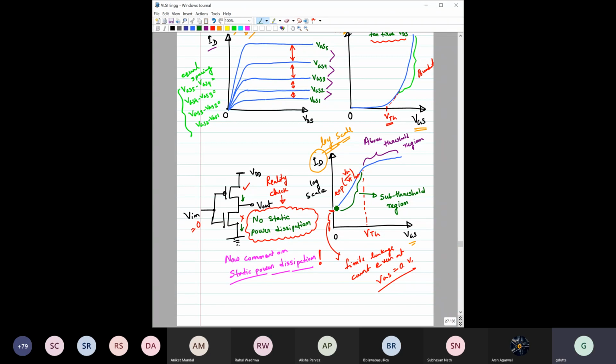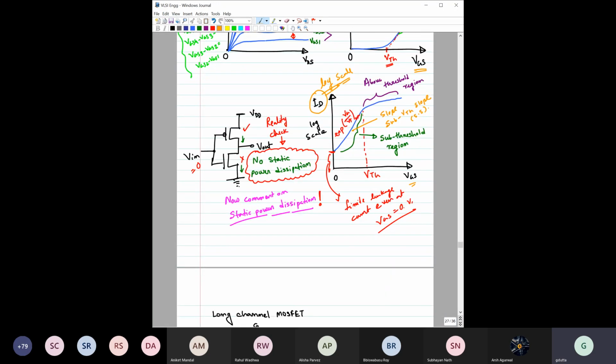Now there are a couple of things that you should also know. This particular region is called the subthreshold region, and it has a particular slope, right? This slope is called the subthreshold slope, sometimes written as SS.